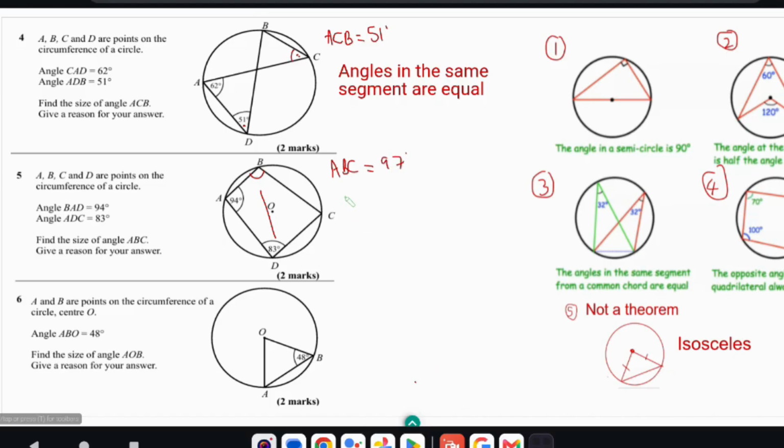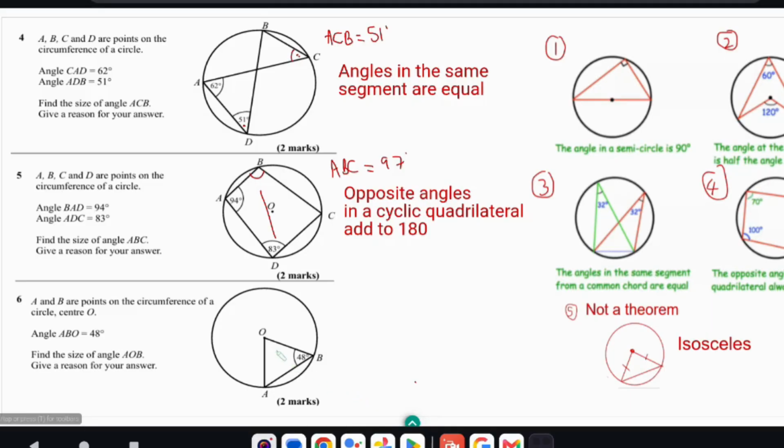And your reason is opposite angles in a cyclic quadrilateral add to 180.